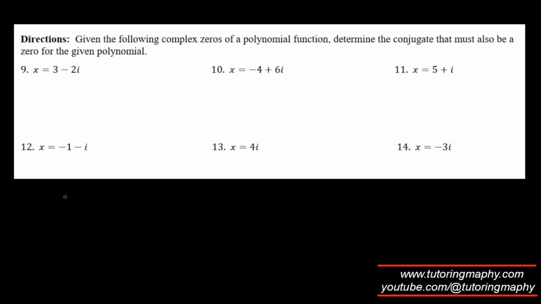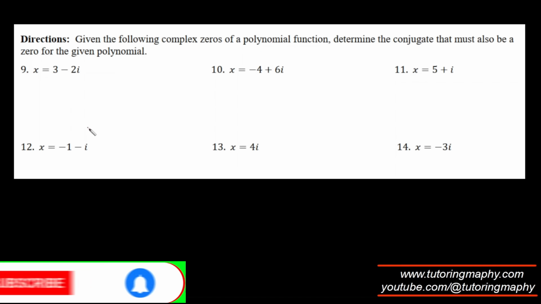All right. New concept. Given the following complex zeros of a polynomial function, determine the conjugate that must also be a zero of the given polynomial. Very simple. It is a property, guys, that if there is a complex zero of a polynomial, then basically its conjugate is also a zero.